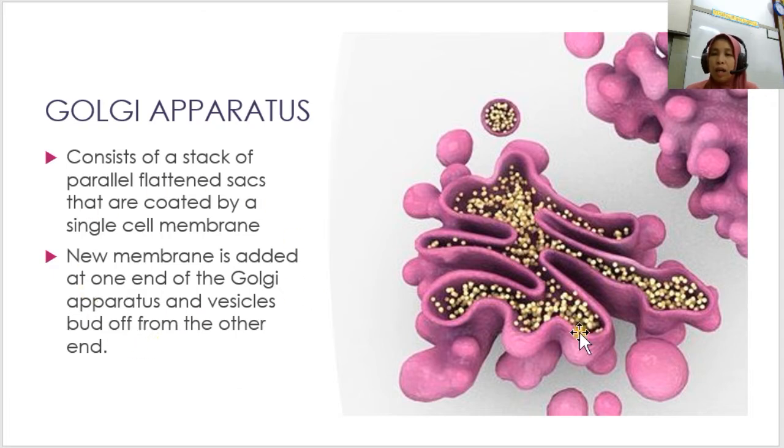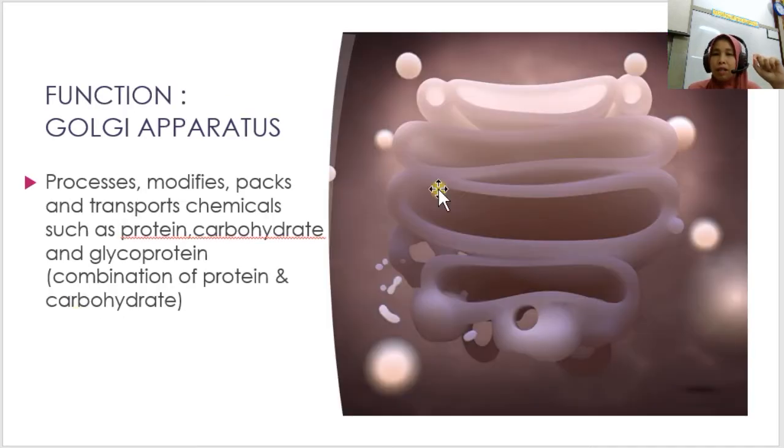So this refers to the new membrane that parts off from the Golgi and will form a vesicle. You have to know that the Golgi apparatus structure is a sac, a flattened sac, and parallel. So these are the structure of the Golgi.